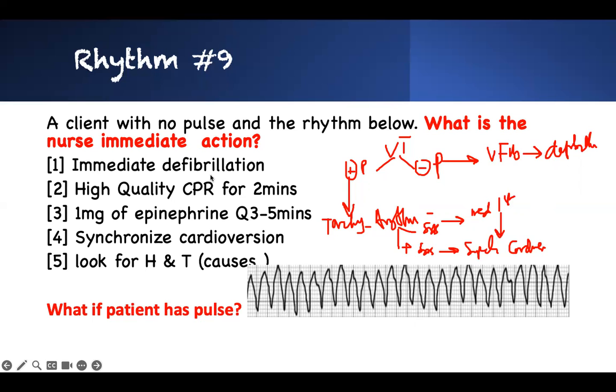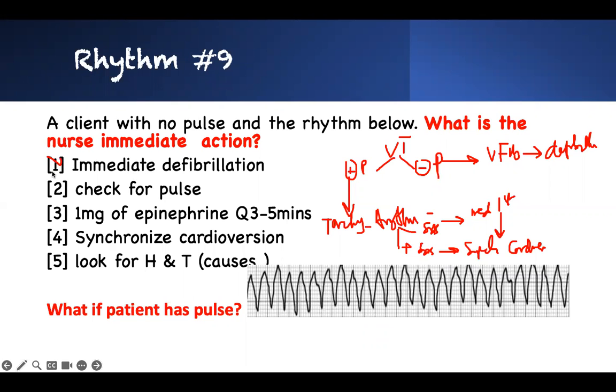Immediate defibrillation is what? What do you think? Immediate defibrillation? We should not defibrillate this patient. Why don't you want to defibrillate them? Because we got to make sure that the patient either has pulse or not. So what is the next immediate action?